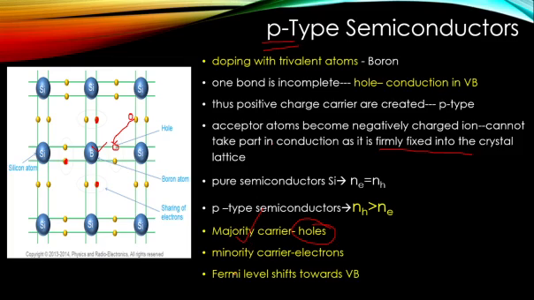So what will happen to the Fermi level? Now there are more charge carriers in the valence band. So the Fermi level, or the center of gravity of charges, will be closer to the valence band.